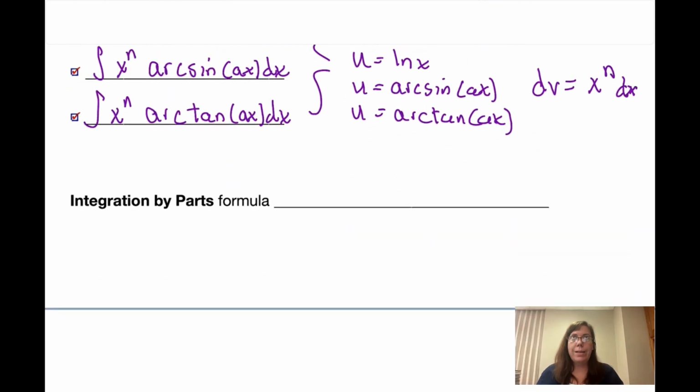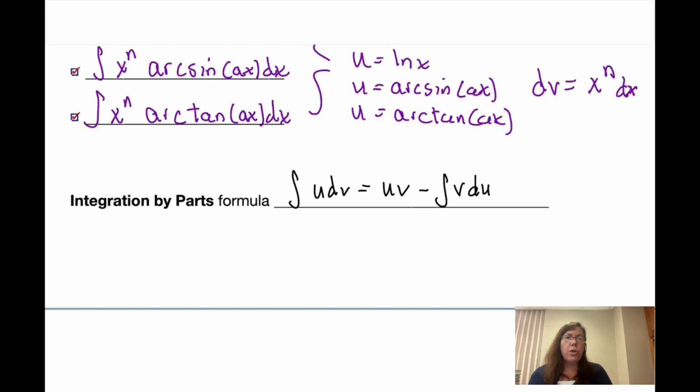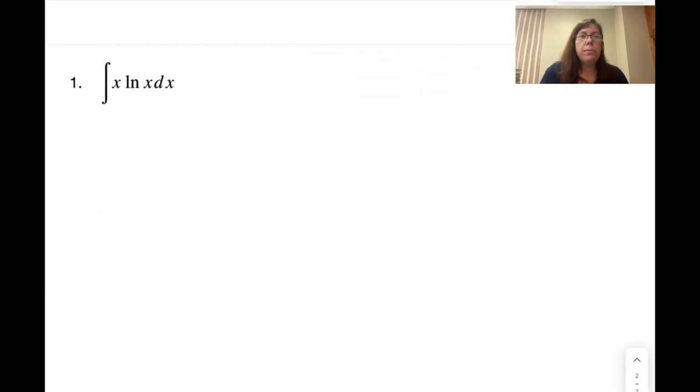Reminder, you must know the formula for integration by parts. If you're given the integral of u dv, that's going to be equal to uv minus the integral of v du. So let's try our first example. In this problem, let's find the integral of x times the natural log of x dx. What is your u in this case?